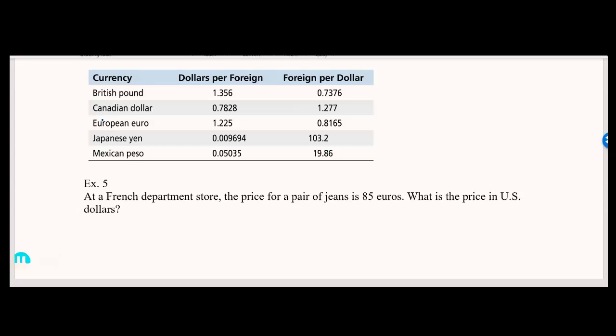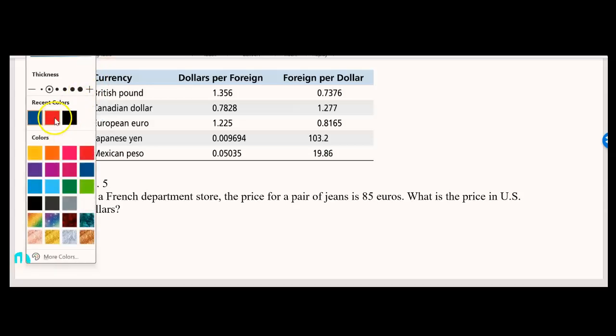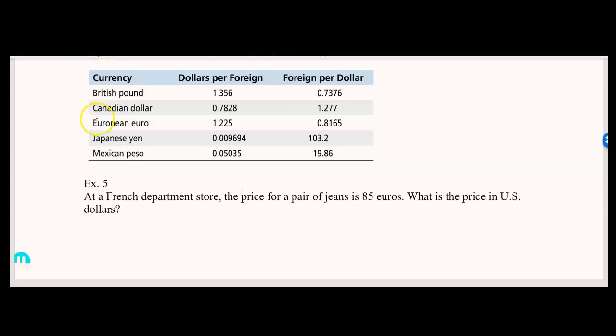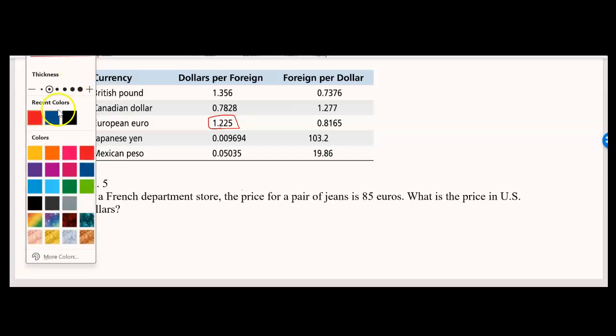Well, in this particular case, we're going to look for, and actually let me highlight that, the French, or the euro, which is European. So the French one would be the European euro, and you're just looking for keywords here. And notice that it says that it is dollar per foreign. So we're going to look right here at 1.225. That is going to be what we're going to use for our conversion rate.